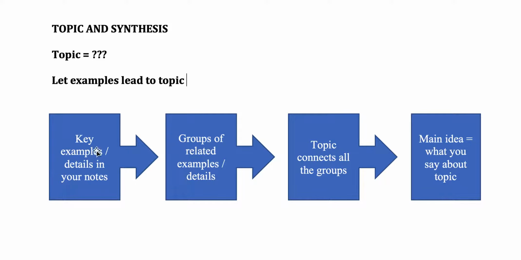You take the notes, you start grouping things into related examples, and then you've got these little clusters of ideas, and then you take a step back. All right, what are all the clusters about? What's the thing that they're all examples of? That's probably the topic. And then you just ask what you want to say about the topic. That's the main idea. That's a way to structure the text. Let's look at some examples of this process playing out.